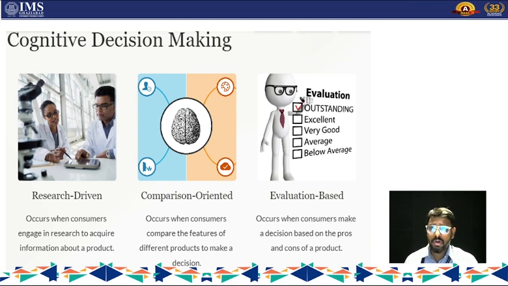Once you talk about cognitive decision making, we have to say it is research driven. Research driven decision making occurs when consumers engage in research to acquire information about a product, right? Next, what if I talk about the comparison? Yes, for example, if I talk about the telecommunication company, there are a lot of mobile phones coming from different companies like Samsung, Apple, and A to Z companies, those who are delivering their phones in the market, right?